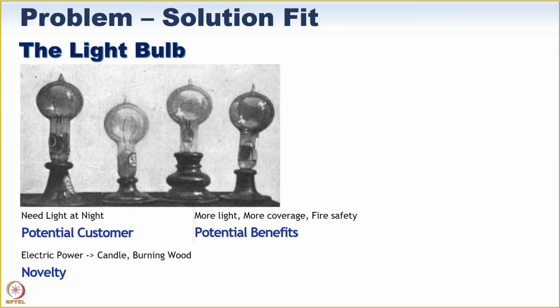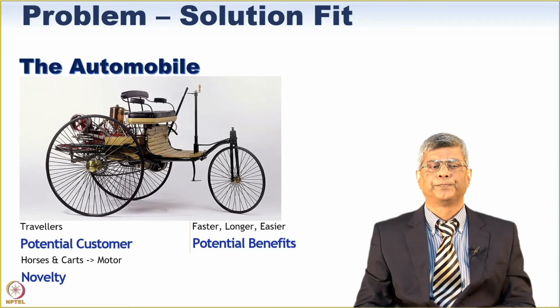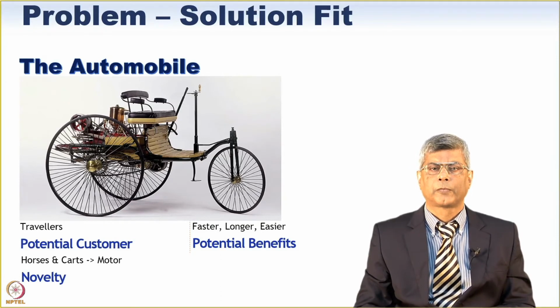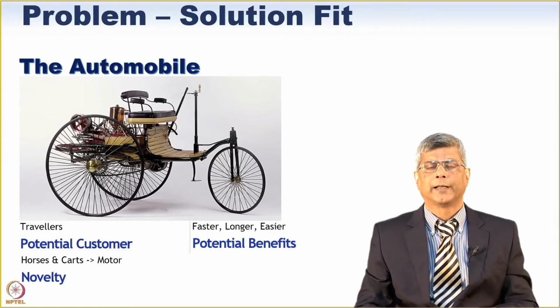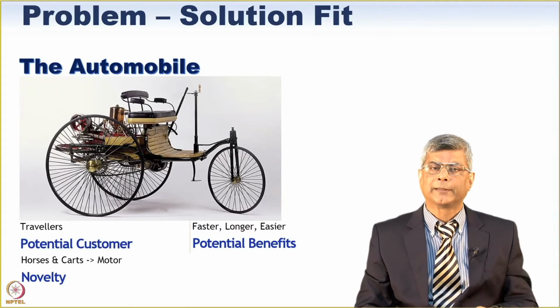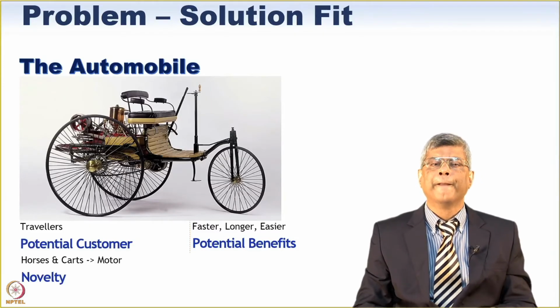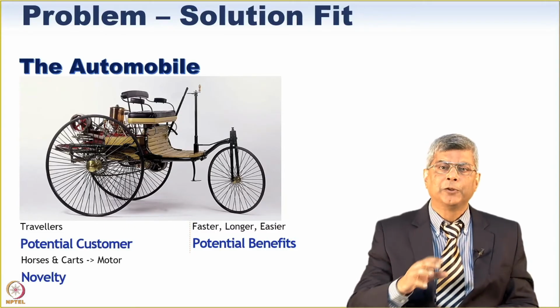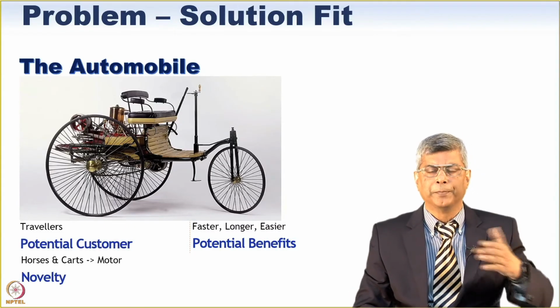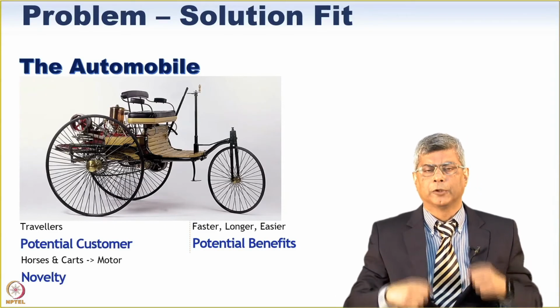Let's look at one or two other examples. About 100, 150 years back, the automobile was invented. So who was the target customer? Who was the innovation for? Who did industrialists like Henry Ford invent the automobile for? The target customers: anybody who wanted to travel, go from point A to point B. People did travel before that. They walked, or they took a horse, or rode on a donkey.